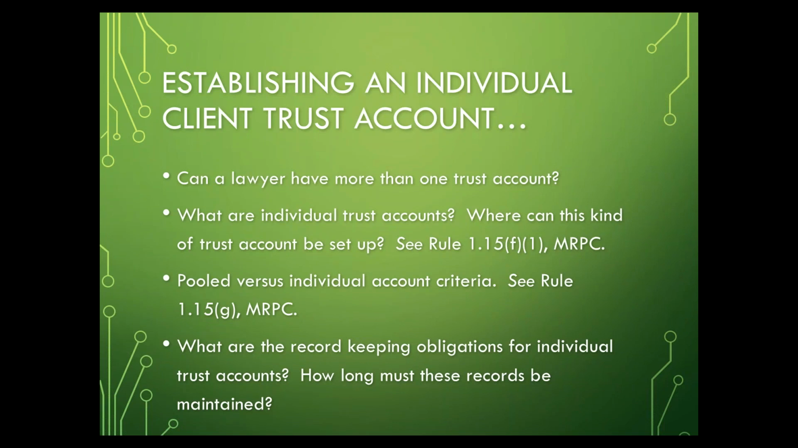So basically the difference between the individual client trust account and the pooled IOLTA account is who is getting the interest. In the pooled IOLTA account with multiple client funds, the interest is paid to the IOLTA program. In the individual account, the interest is paid back to the client. So the rules offer guidance to lawyers when they're trying to determine whether they should be opening an individual account for a client or whether they should put that client's funds into their pooled IOLTA account.